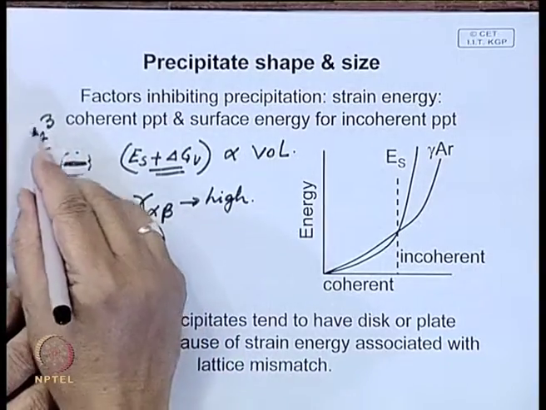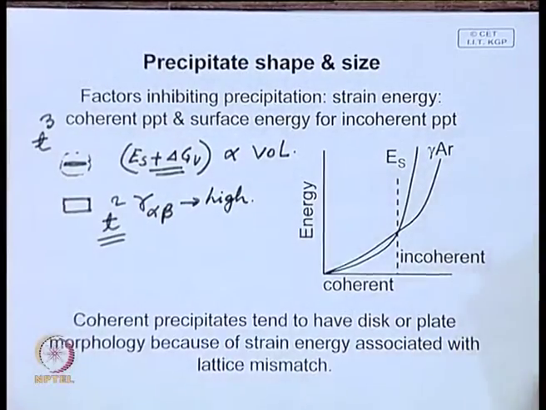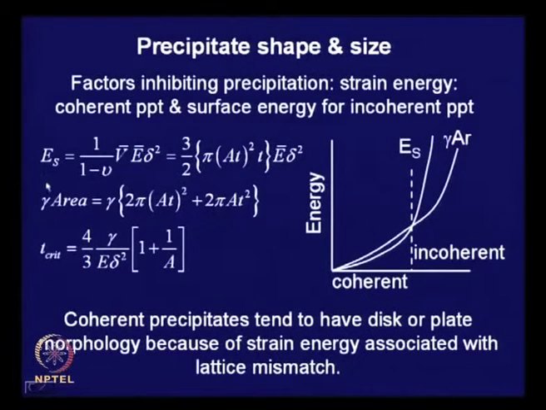In fact, it is possible to show a simple calculation which is shown on that computer screen. If you look at that, how do you calculate the strain energy? Strain energy will be proportional to the volume of the precipitate, the modulus, and the lattice mismatch. Delta represents lattice mismatch, and nu is the Poisson ratio, which is usually around 0.3. So, we can make some approximate calculation.